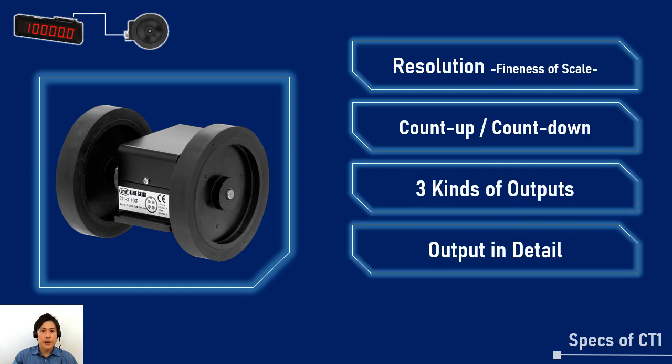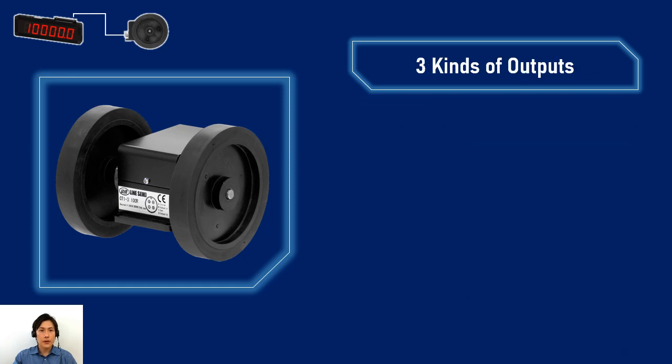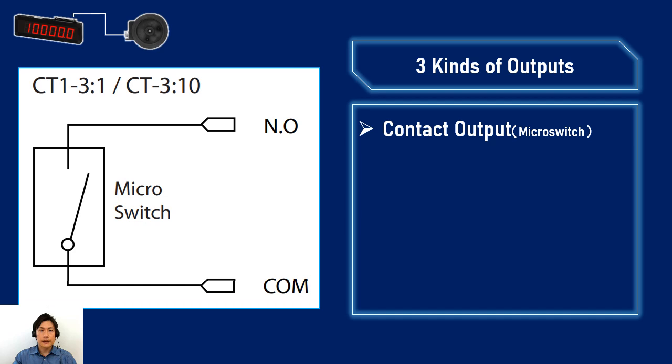Now let's move on to the next item. There are 3 kinds of outputs. Our length sensor makes different outputs according to models. First of all, contact output. This is the circuit diagram of contact output models.